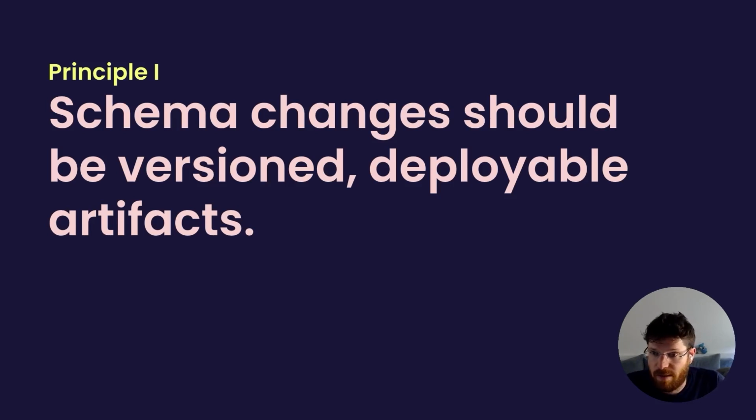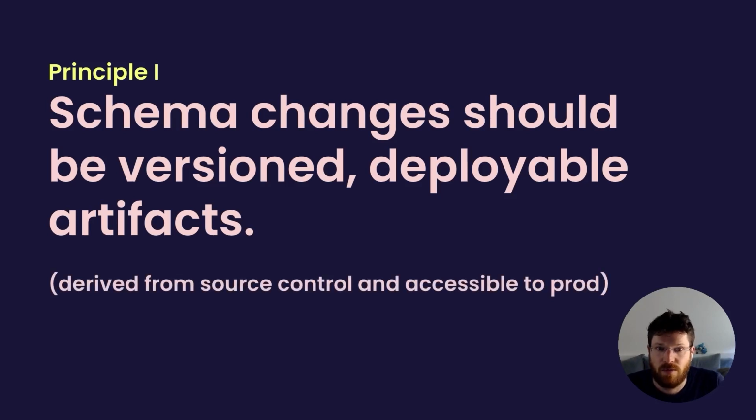In the same way that when your application code changes, you create a Docker image, a versioned Docker image that corresponds to the specific version, so you can deploy it specifically to production. In the same way, you should create deployable artifacts that are derived from source control and are accessible to your production system, so Kubernetes can deploy your changes to your database.